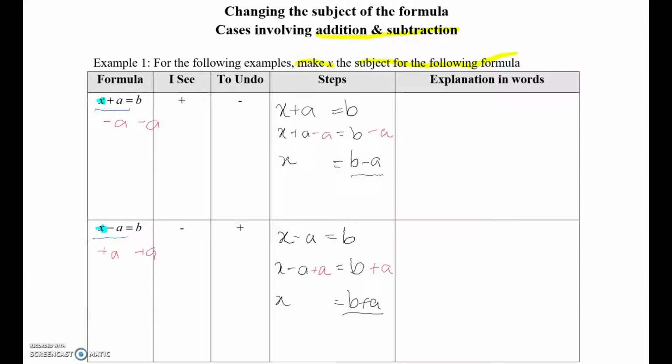Now that you have learned to change the subject of the formula for cases involving addition and subtraction operations, explain in your own words the steps to do so in the spaces provided.